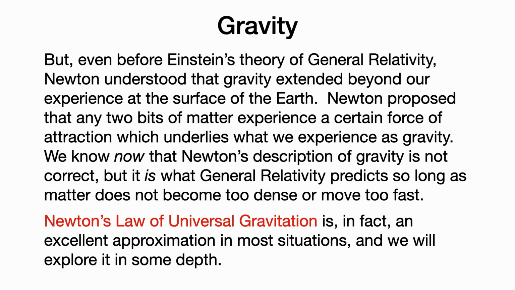But even before Einstein's theory of general relativity, Newton understood that gravity extended beyond our experience at the surface of the Earth. Newton proposed that any two bits of matter experience a certain force of attraction which underlies what we experience as gravity. We now know that Newton's description of gravity is not correct, but it is what general relativity predicts so long as matter does not become too dense or move too fast. Newton's law of universal gravitation is, in fact, an excellent approximation in most situations, and we will explore it in some depth.